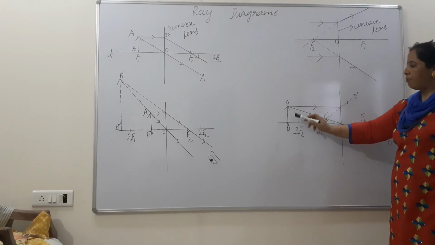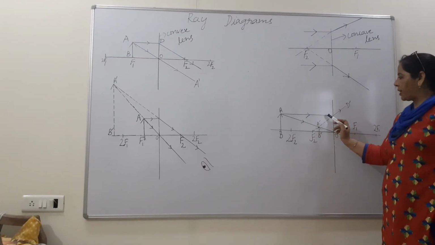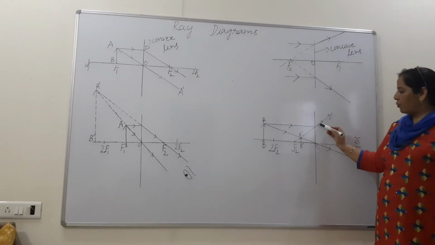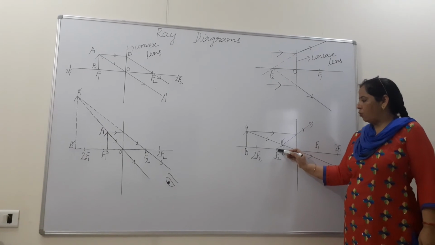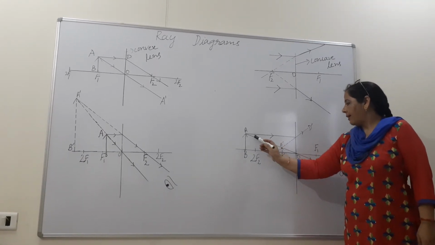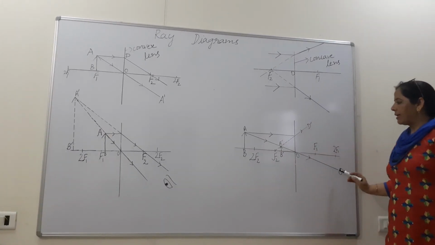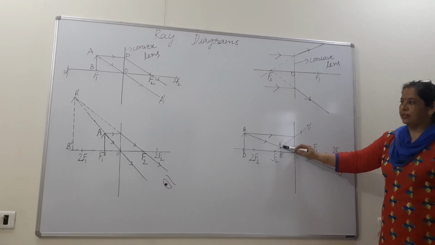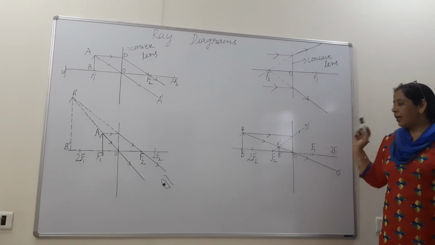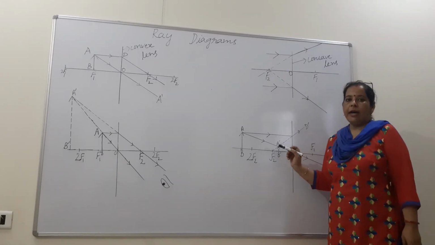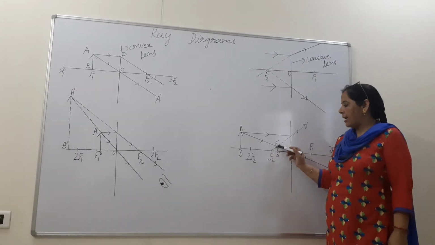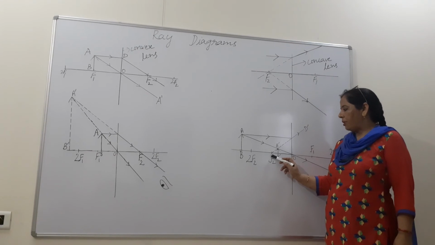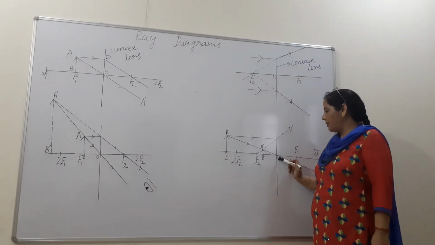We will situate the object. Again we will take two rays. First ray is parallel to principal axis. It has to diverge. We will produce it backward so that it may pass through point f2. Then second ray is passing through the optical center. In both the lenses, where the image will form, where both the refracted rays are meeting, that is the place of the image. And here the image is formed between f2 and o.